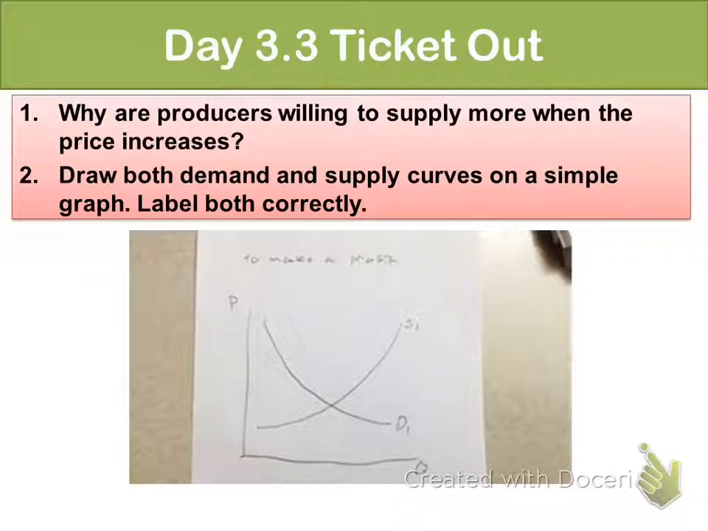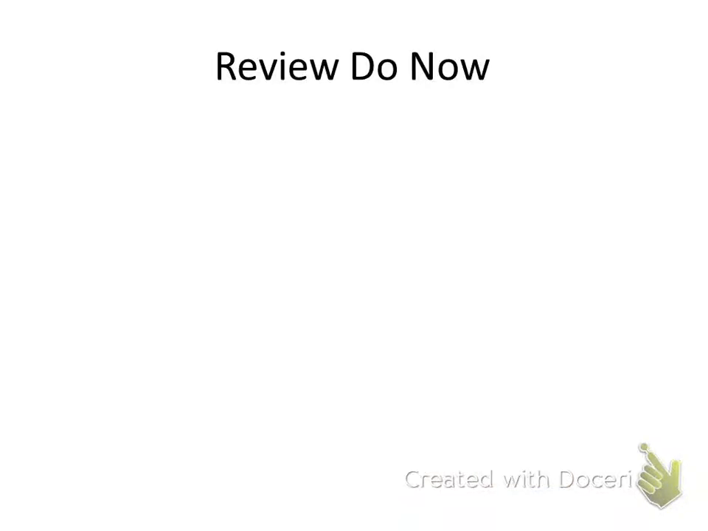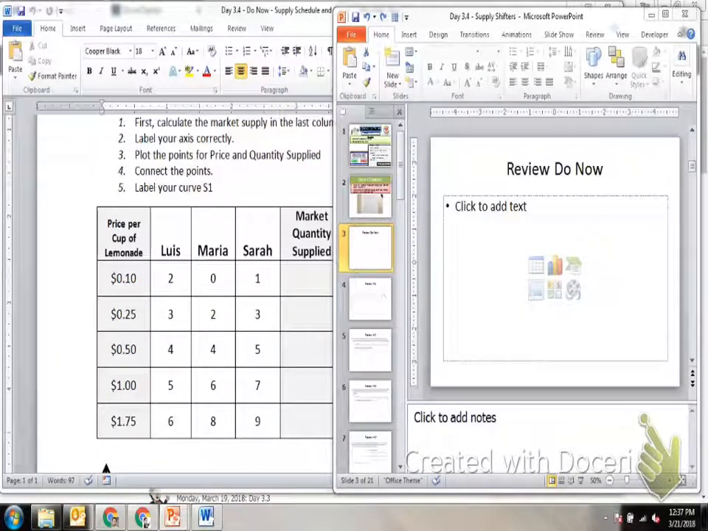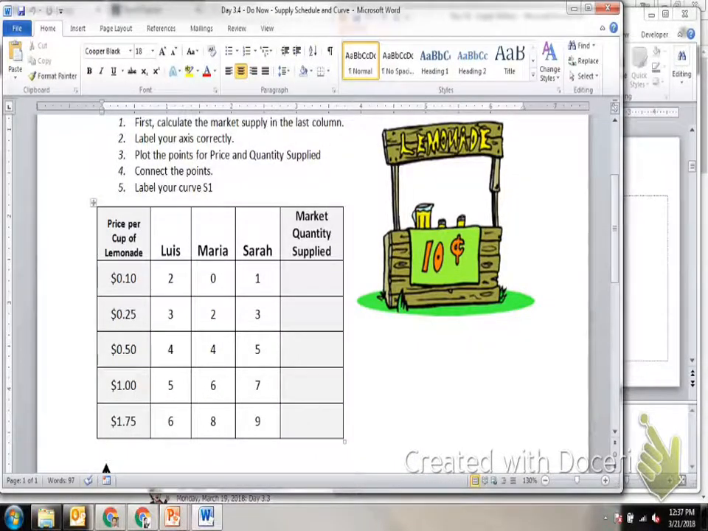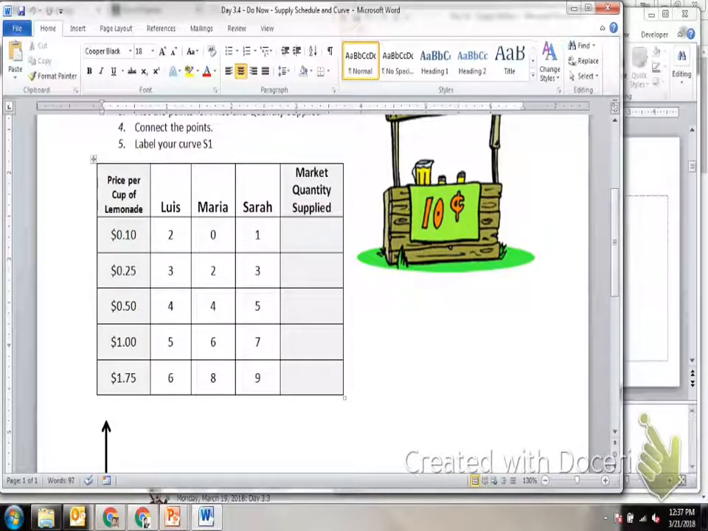And then when we have both the demand and supply curve together, it should look like this. Sort of creates an X on the graph. Taking a look at the do now that you did for today, it looks something similar to this, in which you added up each of the quantities to get a market quantity supplied. So 2 and 1, we would get 3, 5, 6, 7, 8. We're going to get 4, 8, 13, 18, 6, 8, 17, 23.